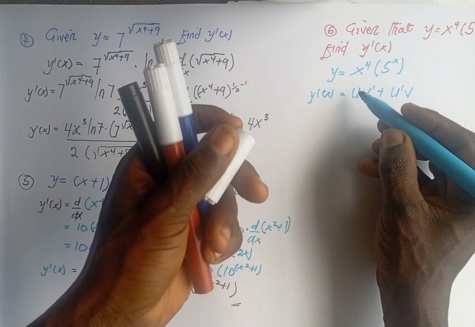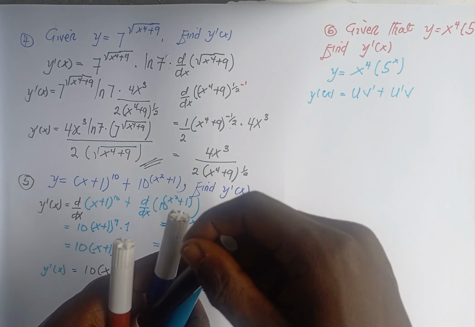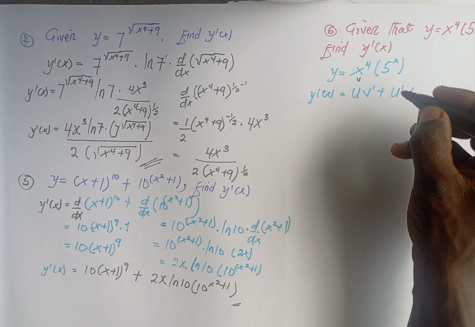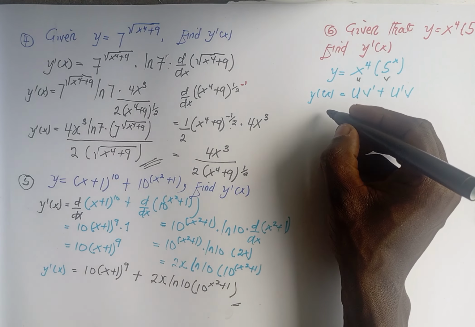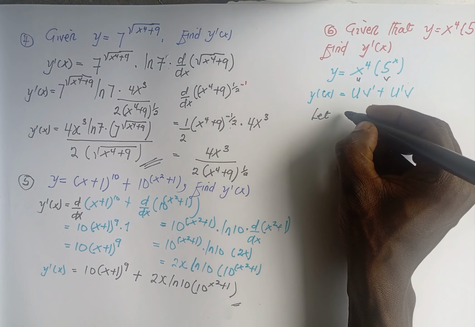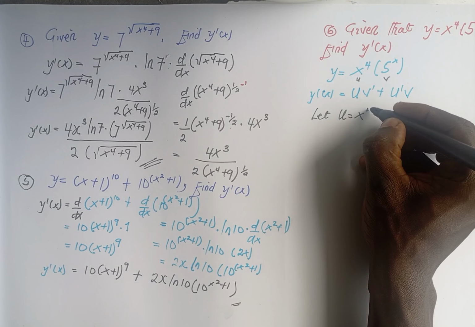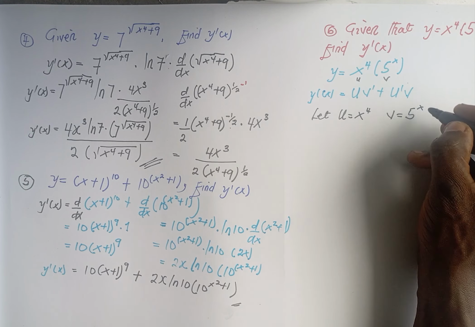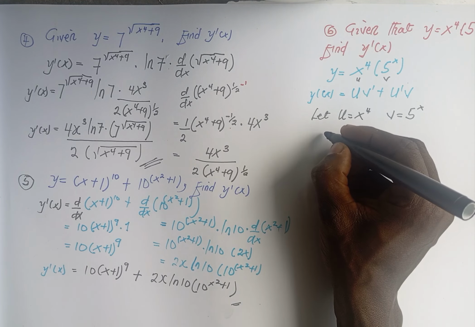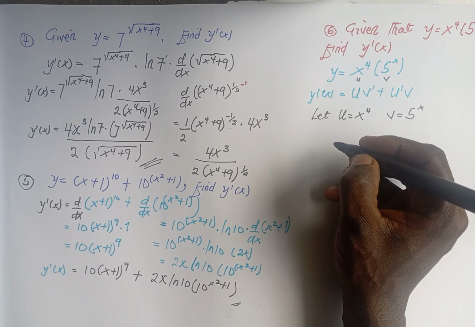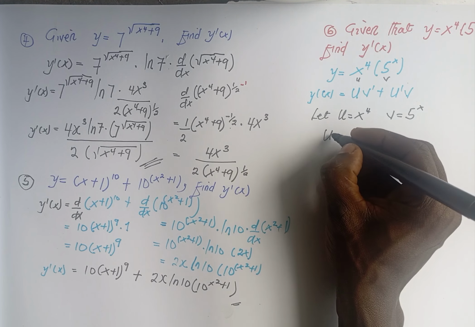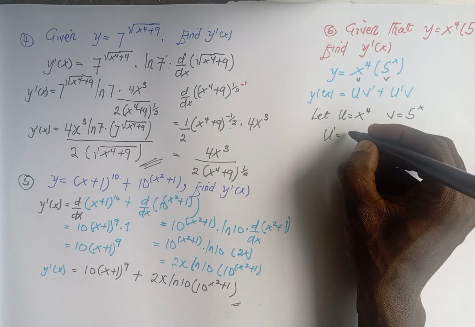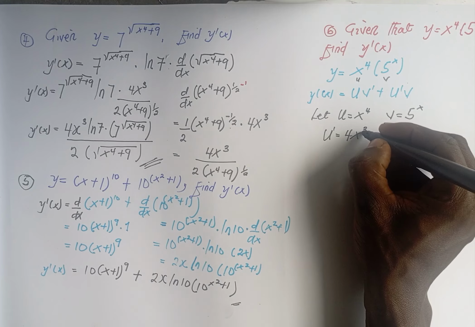So u means we identify the function of u, and then we identify v. So let's call this function u and then this function v. So we are going to let our u equals x power 4. Good. And then our v is equal to what? 5 power x. Good. So we find our u prime, that is the derivative of u. So we are going to get our u prime to be what? When we differentiate x power 4, power rule, we are going to get 4x power 3.